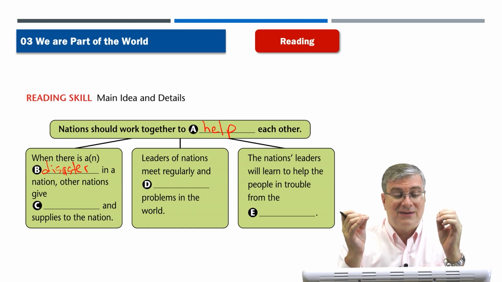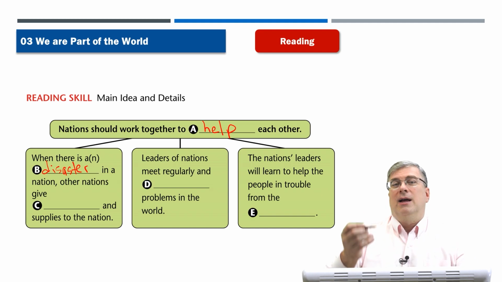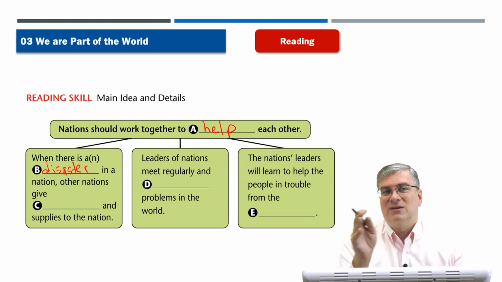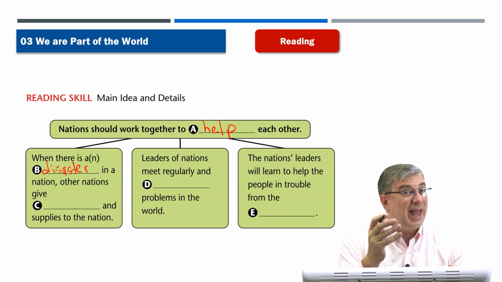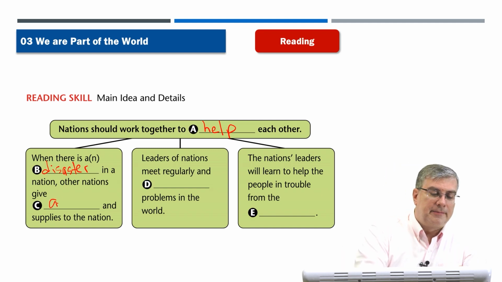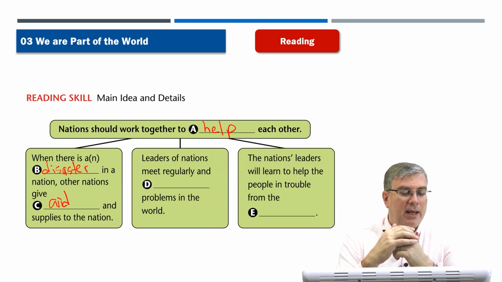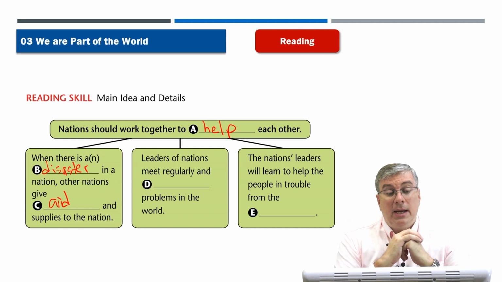So, when there is a disaster in a nation, other nations give what? They give supplies, and they also give, in the reading passage it says that they give aid and supplies, although you could argue that supplies is a type of aid, right? So, aid and supplies, but really, supplies is a type of aid, so that's okay. But they give help and supplies to the nation. Okay, aid. Next one, leaders of nations meet regularly and discuss problems in the world.